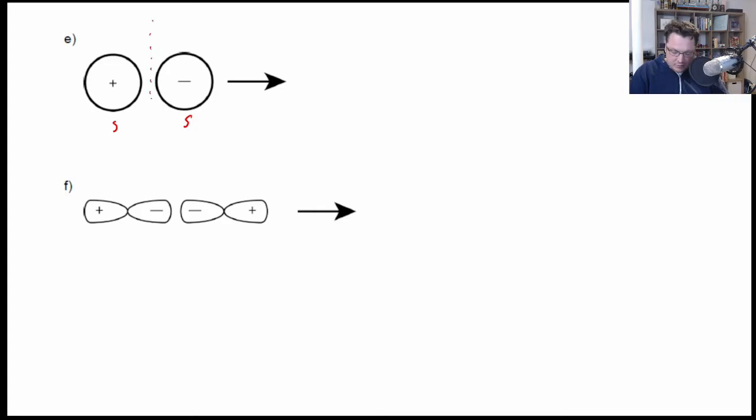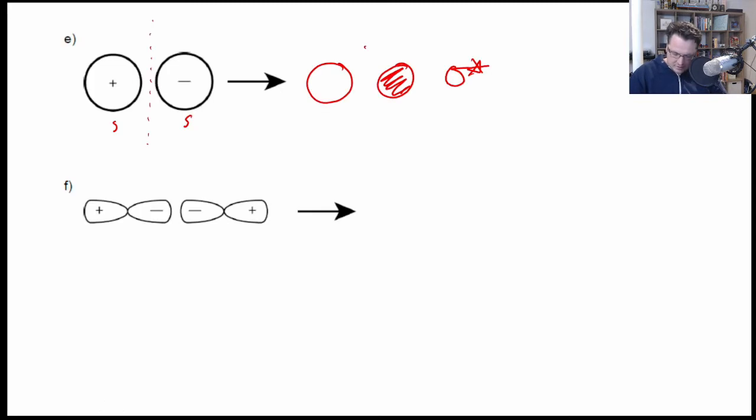And so that tells us that we're going to have a node in between the two of them. And so you're just simply going to end up with a sigma anti-bonding interaction here, because again, there's no node that's parallel to the bonding axis between the two of them. But there is the one that is perpendicular in that case, and cuts it in two.